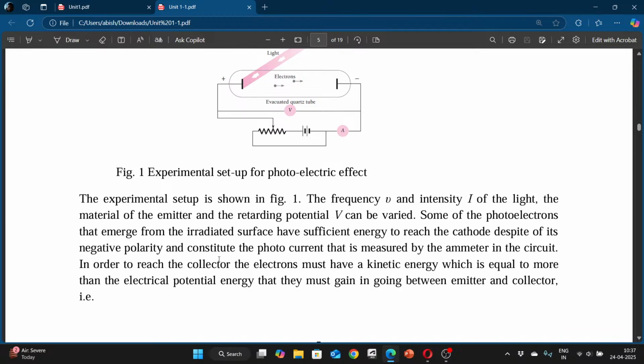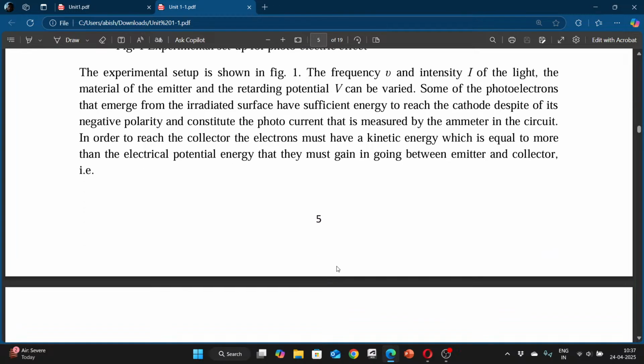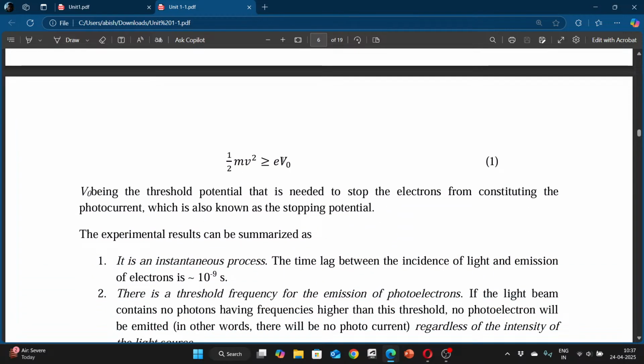The energy is equal to or more than the electric potential that they must gain in order to go from the emitter to the collector. Right, half mv square is greater than or equal to eV naught. V naught is the stopping potential, the threshold potential that is needed to stop the electrons that constitute the photocurrent. So this is always going to be higher than that.